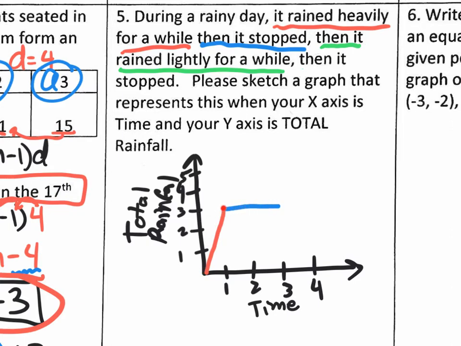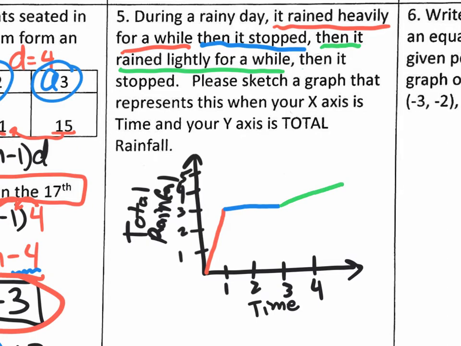Okay, it rained, there's 3 inches so far. The water's not going to magically disappear. So it stayed there. Now it rained lightly. What does that mean? That it went up just like at a gradual slope, lightly. Does that make sense? Yes. And then it stopped, right?